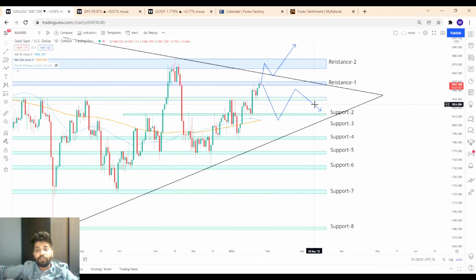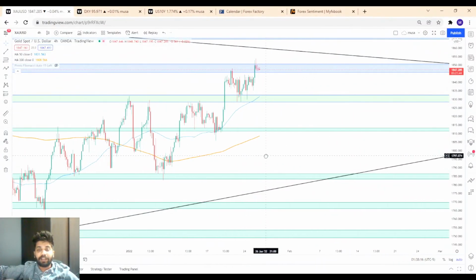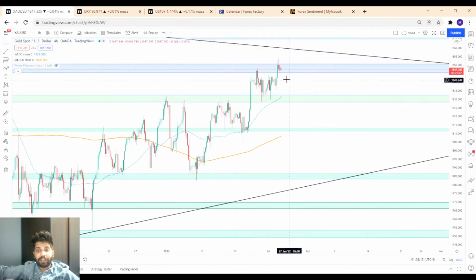So in order to see a better picture, let's dive into a smaller time frame. Let's go into the 4-hour time frame. As we can see, the market is less volatile right now. It is expected to be more volatile when the news comes out regarding the FOMC statement and the press conference. The price is sitting near the 1847 level.